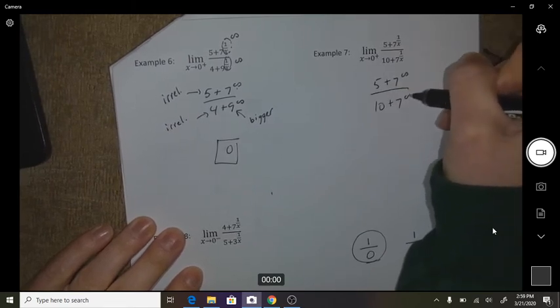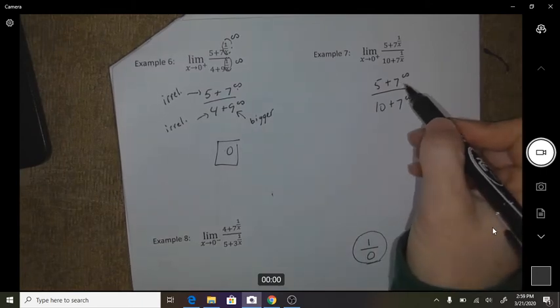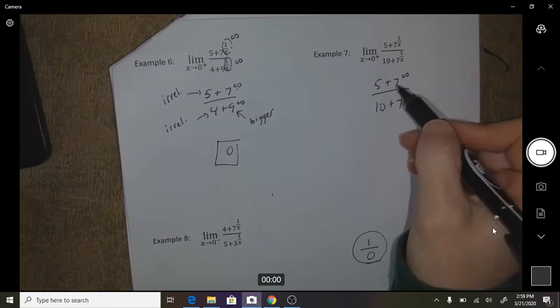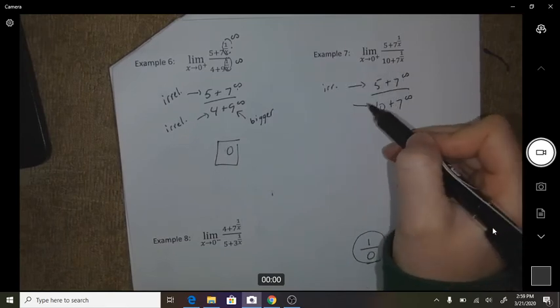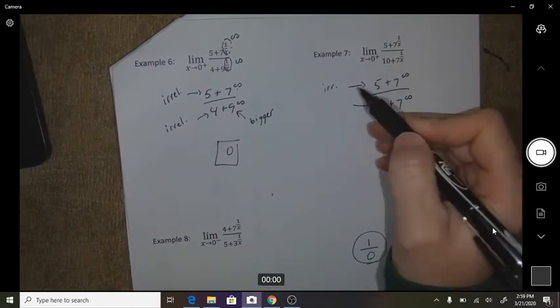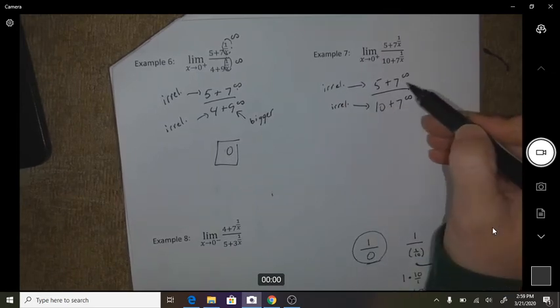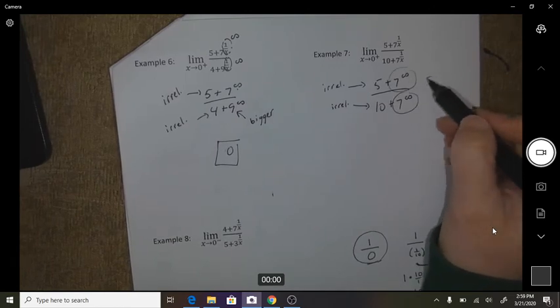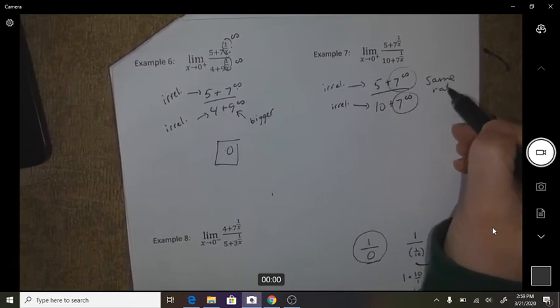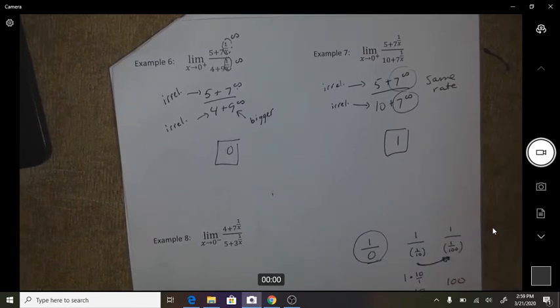Okay, so now this is going to be something like 7 billion trillion and 5, so this is irrelevant. 7 billion trillion and 10, this is pretty irrelevant. 7 billion trillion divided by 7 billion trillion, these are the same rate, and they're both positive, so they're going to divide to be positive 1, getting closer to 1.